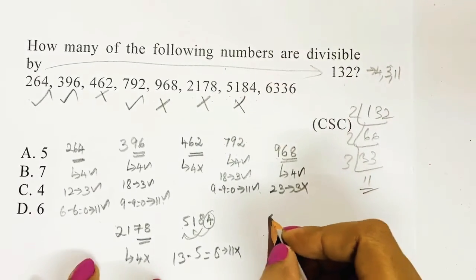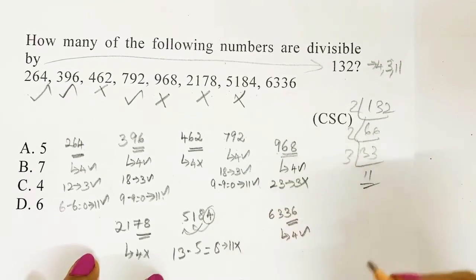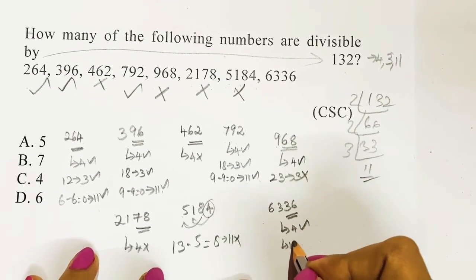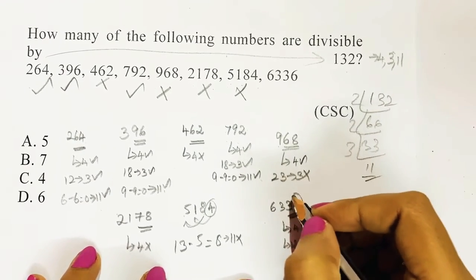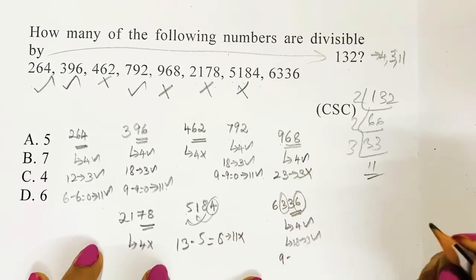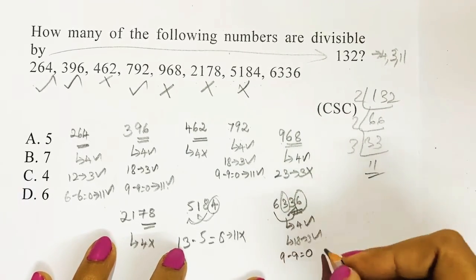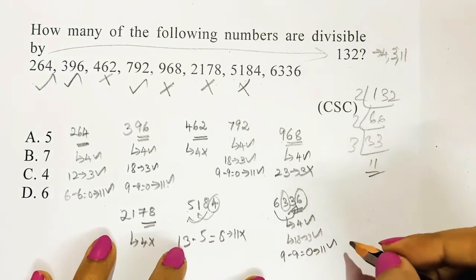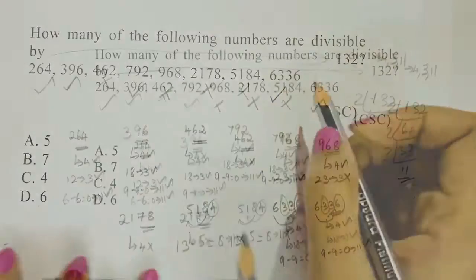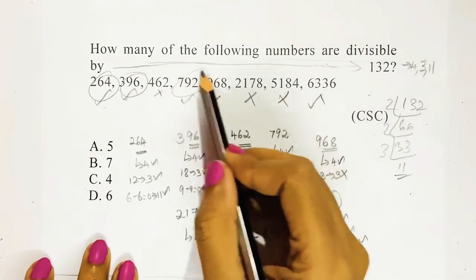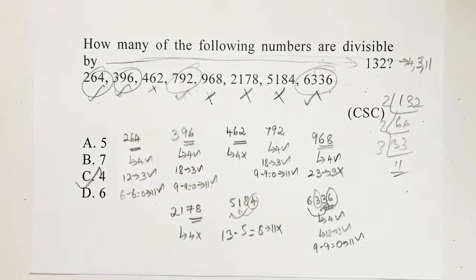The next number is 6336. The last 2 digits are 36, which makes it divisible by 4. The summation of the digits is 18, which makes it divisible by 3. The sum of the digits in odd places is 6 plus 3, 9. The sum of the digits in even places is 6 plus 3 equal to 9, so the difference is 0. So this number is divisible by 11. As this number is divisible by 4, 3 and 11, this number is divisible by 132. There are 1, 2, 3, 4 numbers divisible by 132. So the answer is option C, 4.